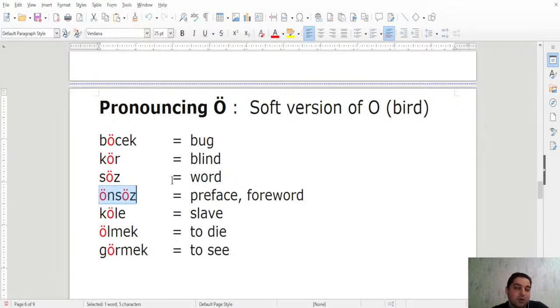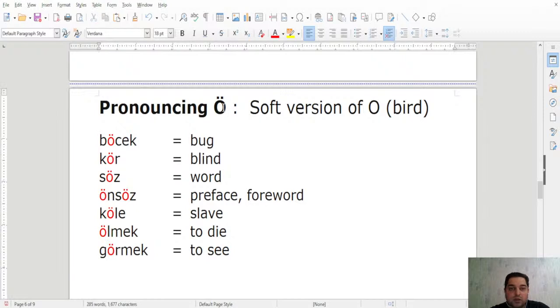Ön by default means preceding something, the forward, the preceding one. So önsöz, not onsöz, but önsöz. Then we have köle, not kole, but köle, which means slave. Then we have two verbs here, ölmek, not ölmek, but ölmek. Ölmek is to die, and görmek is to see.